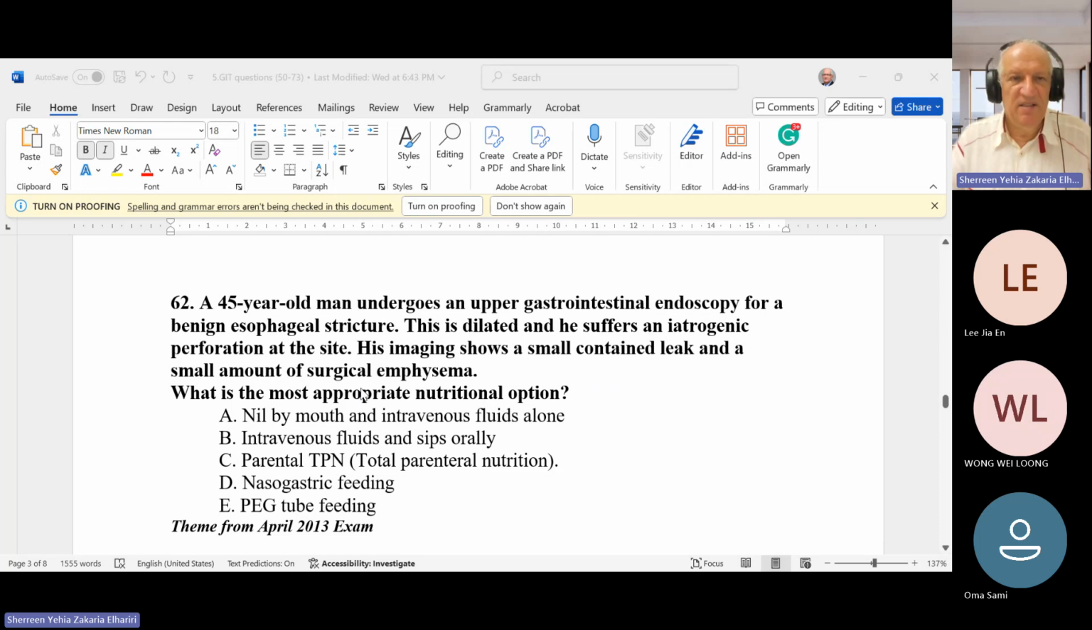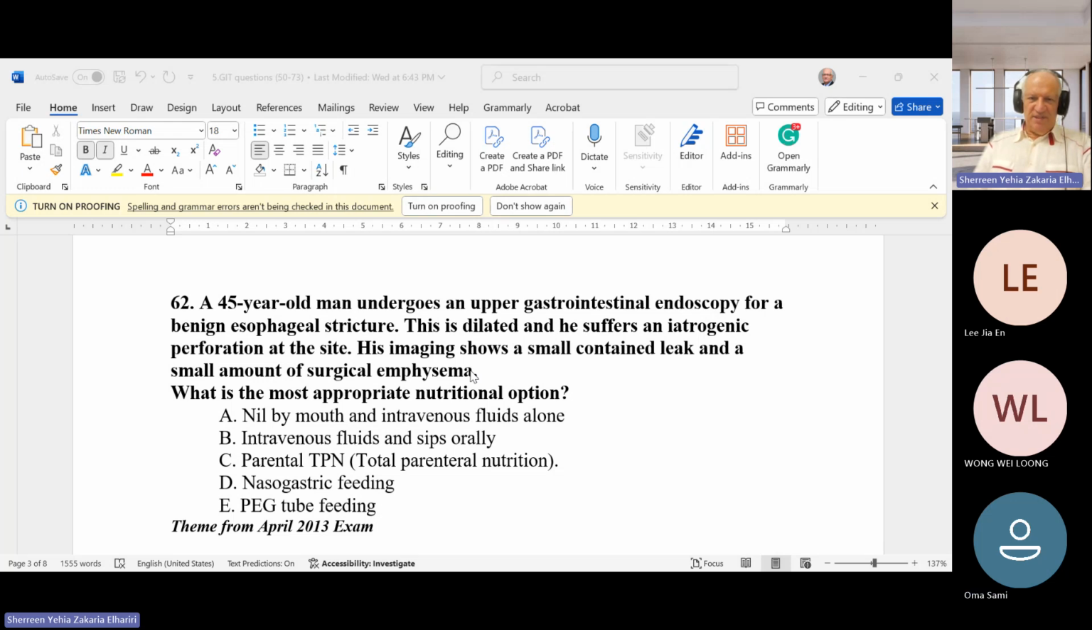A 45-year-old man undergoes an upper GI endoscopy, or OGD, for benign esophageal stricture. He is dilated and suffers iatrogenic perforation at the site. Imaging shows a small contained leak and a small amount of surgical emphysema. This means the patient has an iatrogenic injury due to the endoscope, usually diagnosed by surgical emphysema or air. When we put in the endoscope, we inject air, so this air comes into the subcutaneous tissue. We call this surgical or subcutaneous emphysema.